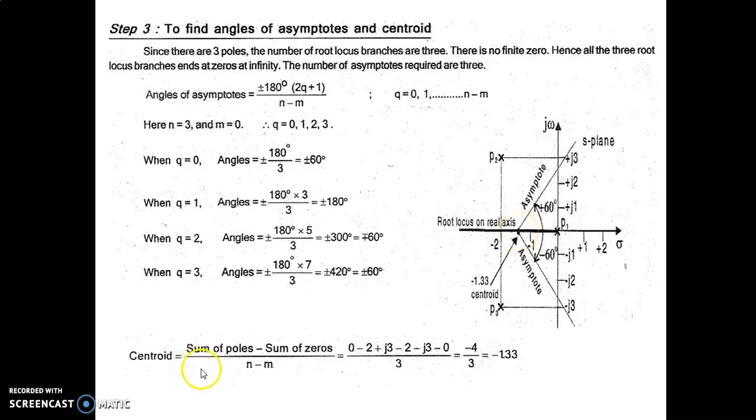It is nothing but the centroid. We can find the centroid by using this formula: sum of the poles minus sum of the zeros, divided by N minus M. So you get minus 1.33, and this is the centroid. At this point only, we can draw the dotted asymptotic lines with the angles. If you observe, plus or minus 60, then plus or minus 180, again plus or minus 300. These are repetitive angles only.